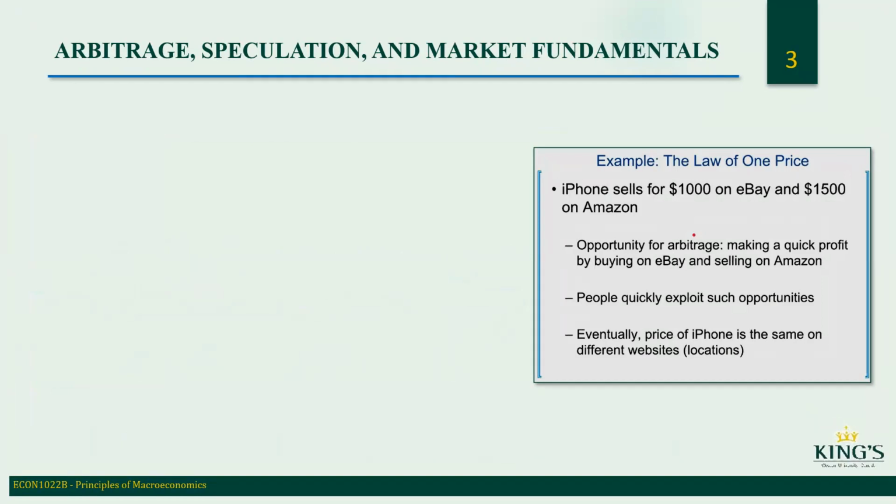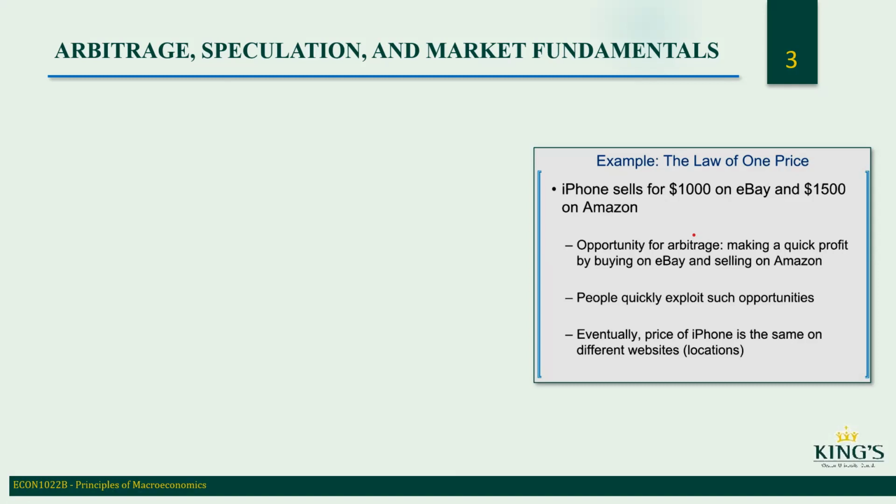So example, the law of one price. An iPhone sells for $1,000 on eBay and $1,500 on Amazon. Opportunity for arbitrage, making a quick profit by buying on eBay and selling on Amazon. So if you find something like this where the price is lower on one website than the other, you could buy it at the lower price and then sell it on the other website for a higher price. Eventually people start seeing that and they start buying at the lower price and selling at the higher price. And then eventually the price adjusts.